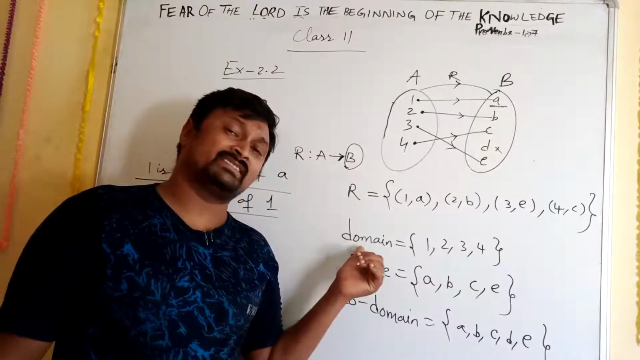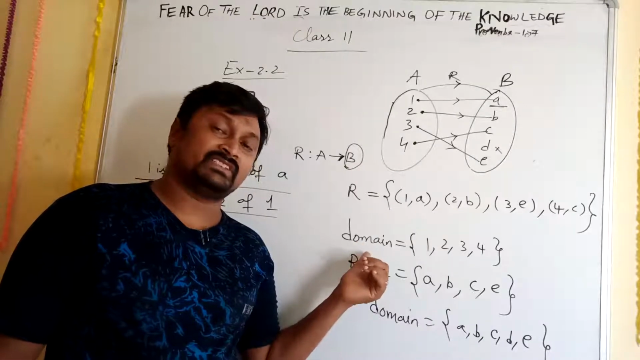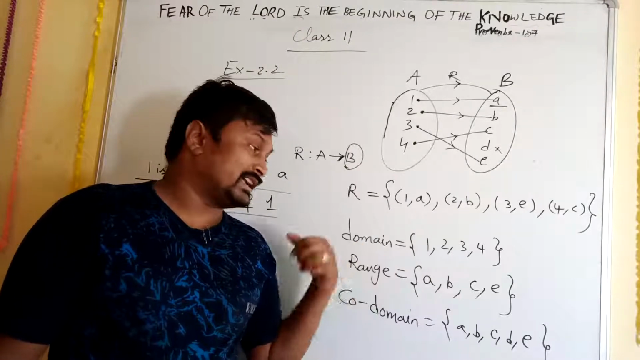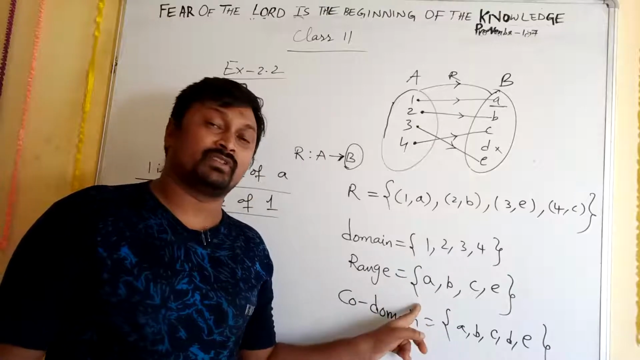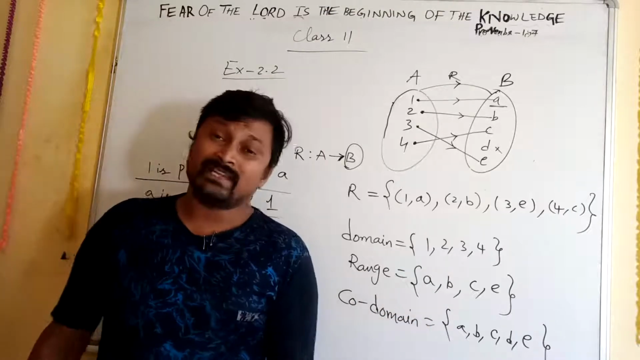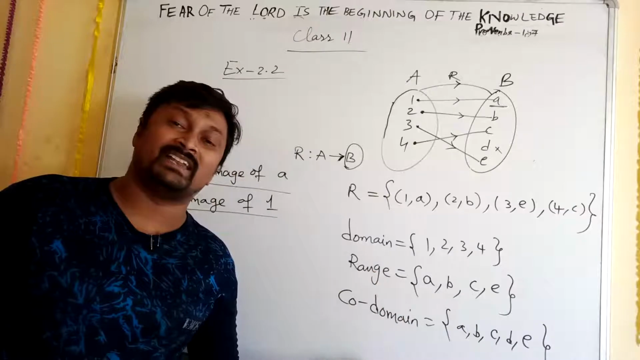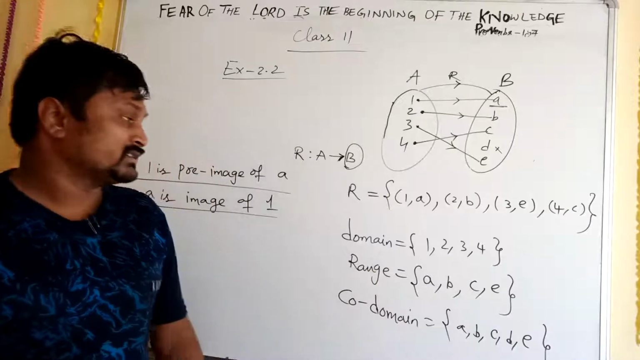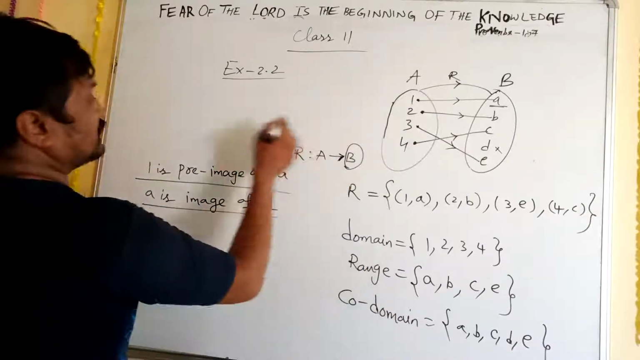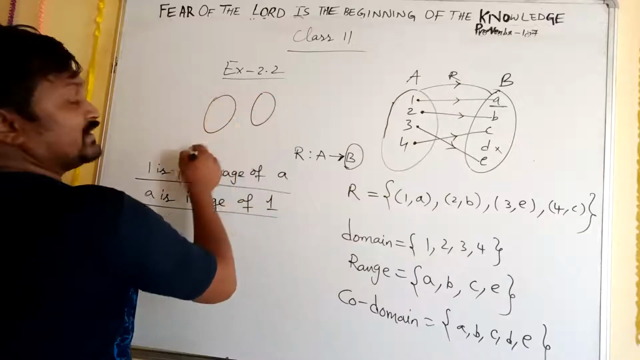Domain, another name is input. Whichever input you give, whatever output you get according to that input, that is called the range. Sometimes range is equal to codomain also. So in which cases is range equal to codomain?